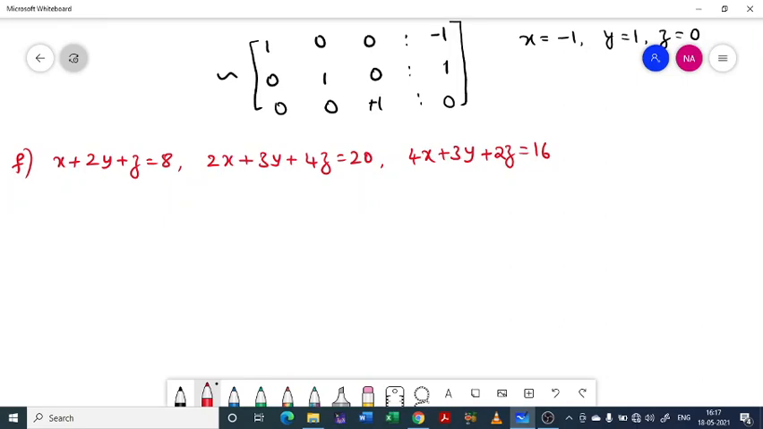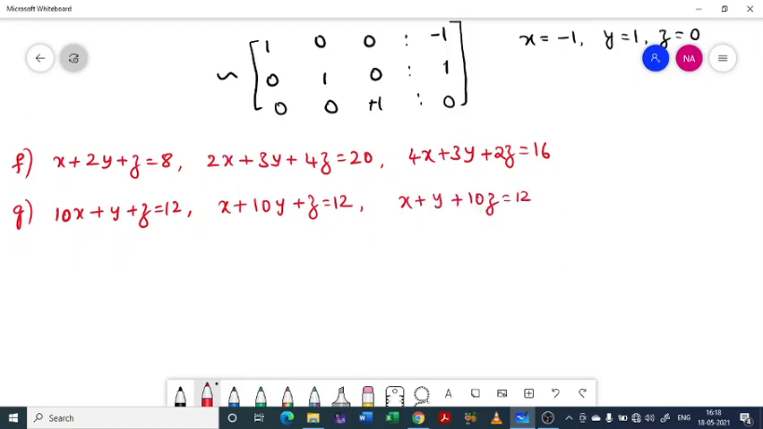And another one, problem g: 10x plus y plus z equal to 12, x plus 10y plus z equal to 12, and x plus y plus 10z equal to 12. You can actually guess the solution here. Anyway, try to solve these two by applying the Gauss-Jordan elimination method. Next class we may discuss another method to find the solution of equations.